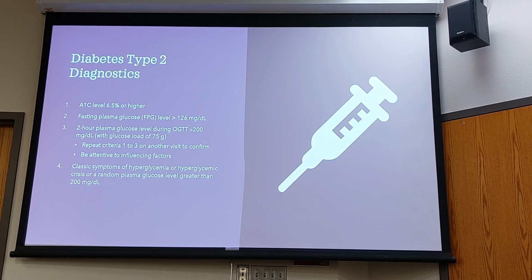And then hyperglycemic crisis or random plasma glucose. So random, whether they're fasting or not, that's greater than 200, is another one of those red flags.